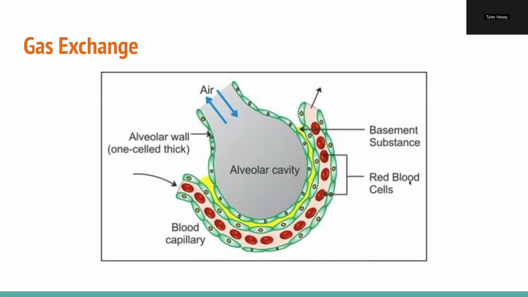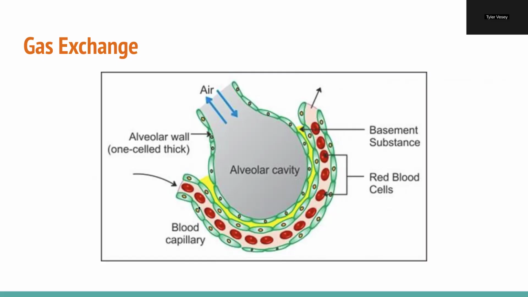So gas exchange. Here we have an alveolar duct with all of its sacs, and our capillaries that line up. And this yellow, what it calls a basement substance in here, this is our respiratory membrane. So we're going to breathe in air and it's going to diffuse through our alveoli into the capillaries.